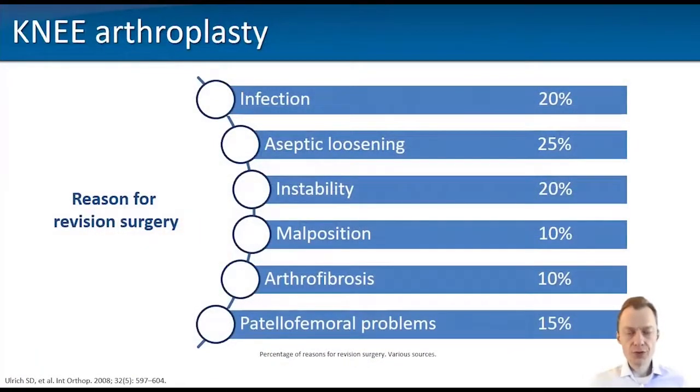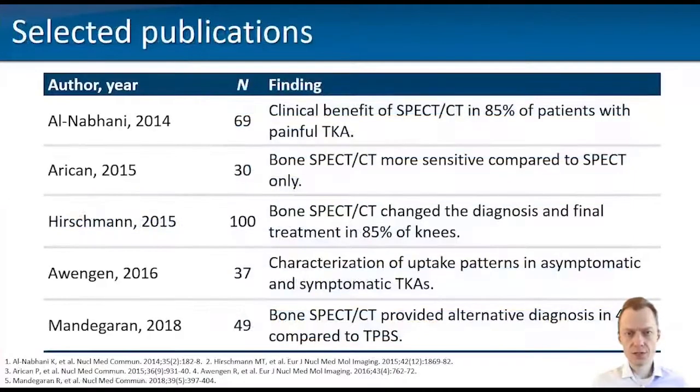Moving from the hip to the knee, we do the same thing. So why are knees operated on after total knee arthroplasty? And here, unfortunately, you see that it's a completely different picture because it's all over the place. It ranges from infection, aseptic loosening, instability, malposition, approximately more or less in the same order of magnitude, followed by arthrofibrosis and less frequently patellofemoral problems. So you really need to catch a much wider range of diagnoses in these patients.